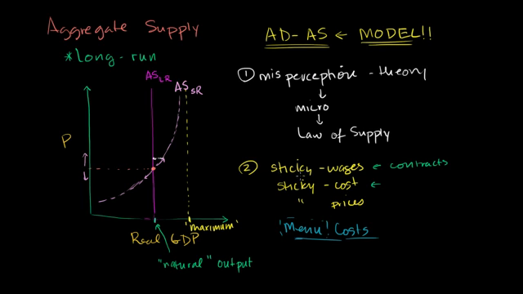I'm going to try to run the factories longer. Maybe I'll defer maintenance so that I can produce more. Maybe I'll try to hire more people under these agreements. Maybe I'll try to buy more goods and services under these long-term costs.